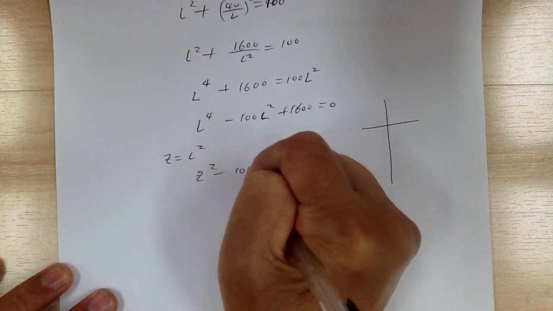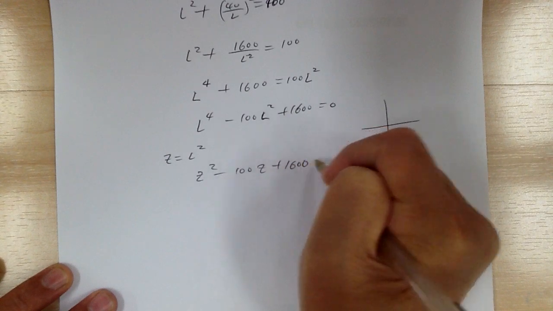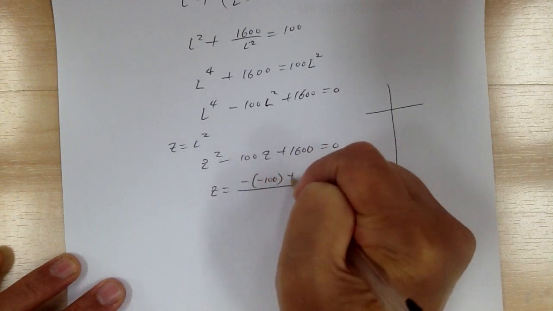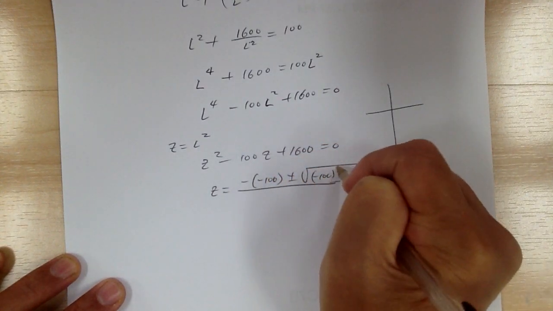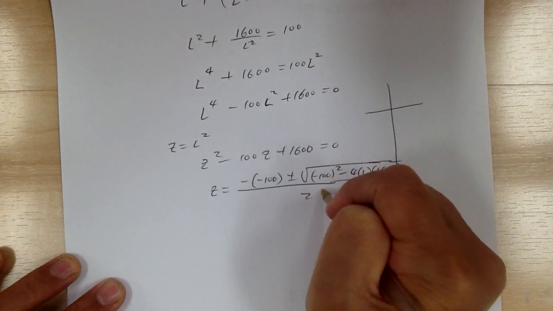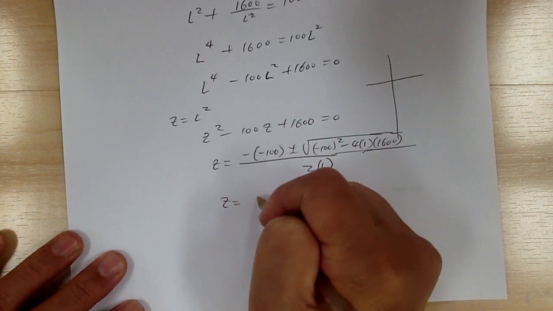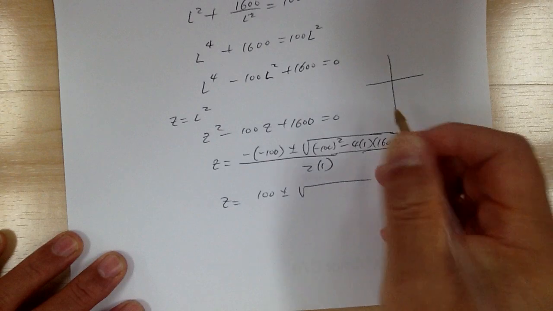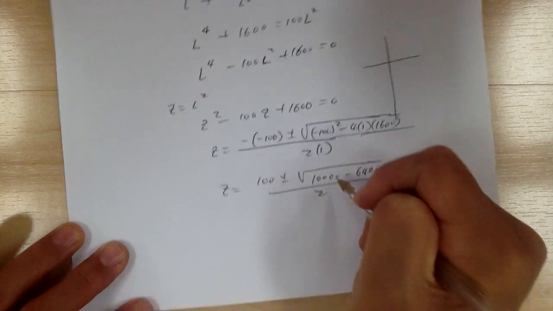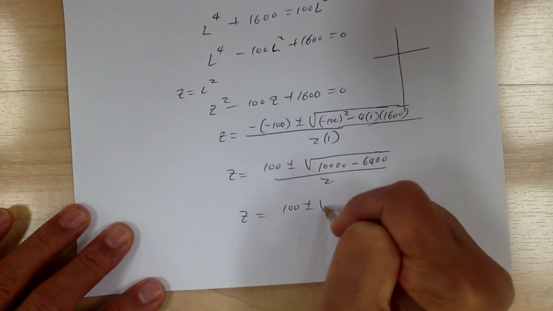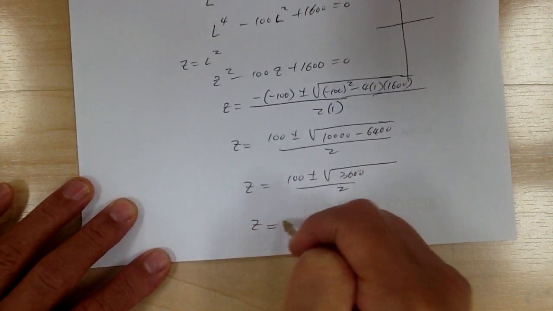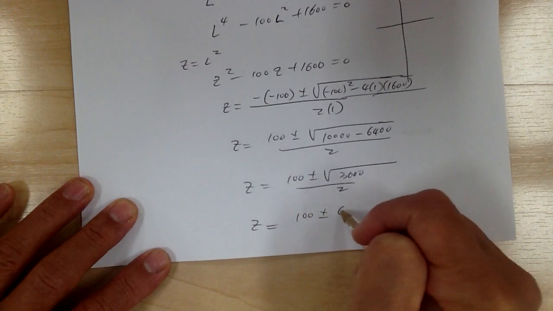So z squared minus 100z plus 1600 equal to 0. So z equal to negative b plus or minus square root of b squared minus 4ac over 2a. So z equal to 100 plus or minus square root of 100 squared minus 6400 over 2. So z equal to 100 plus or minus square root of 3600 over 2. So z equal to 100 plus or minus 60 over 2.